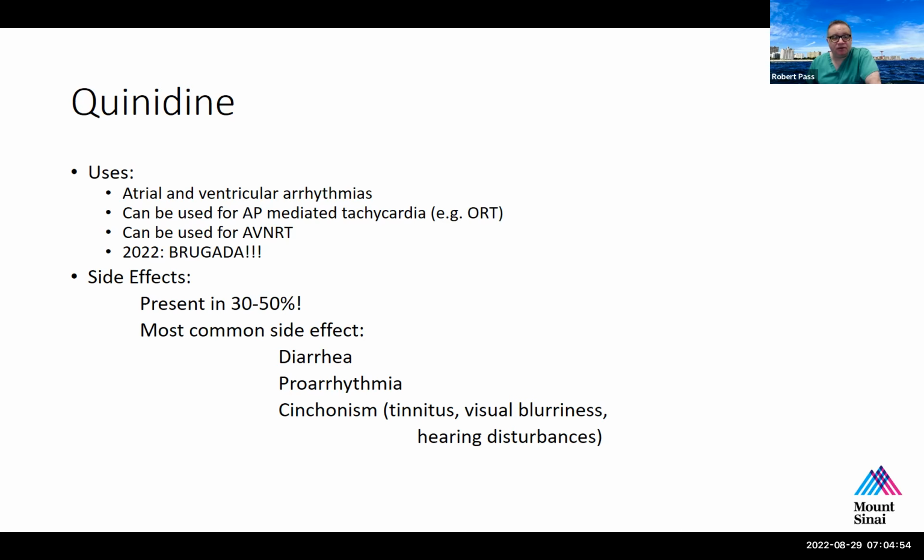The side effect profile is the reason we don't really see this agent used very often, except for Brugada syndrome, because almost half of people who take quinidine have side effects, and these include diarrhea. They can be proarrhythmic, and there is so-called cinchonism, which is a combination of tinnitus, visual blurriness, and hearing disturbances. So a lot of neurological symptoms related to its use. That's one of the reasons we don't see quinidine used very commonly any longer, even though it is a relatively good antiarrhythmic agent.